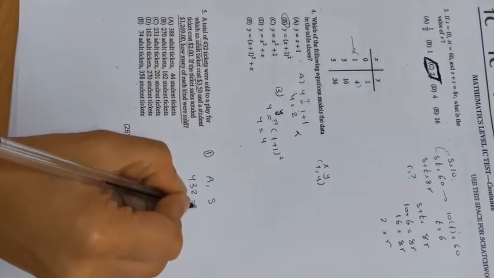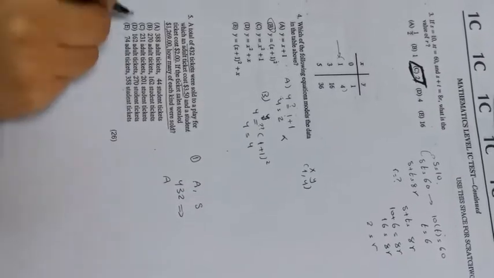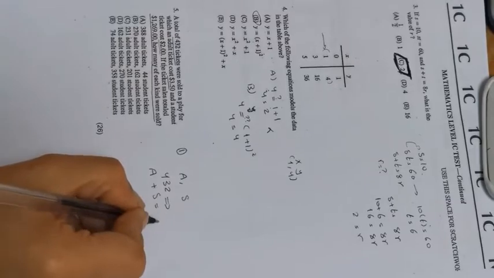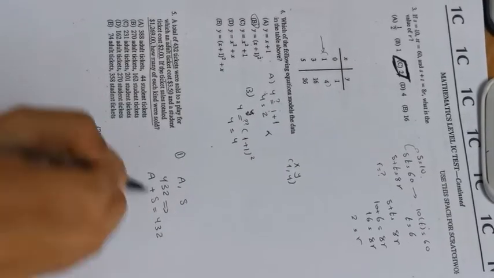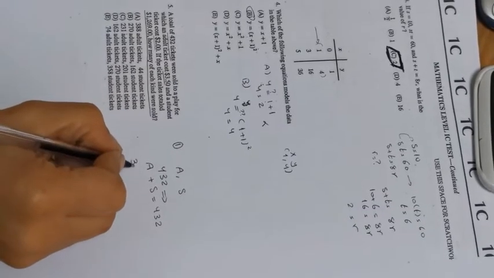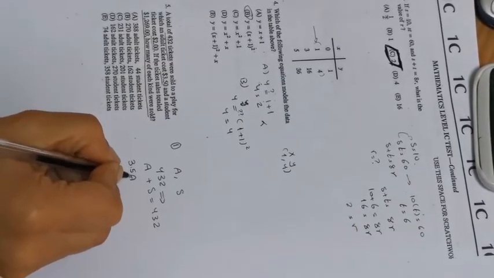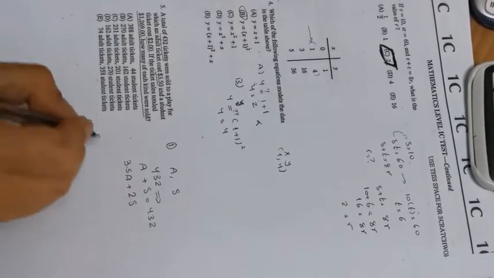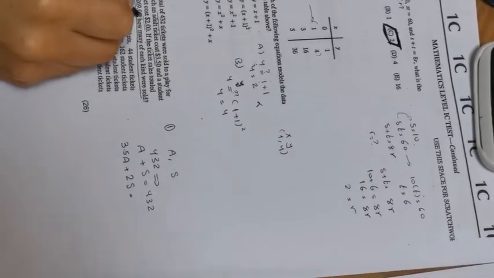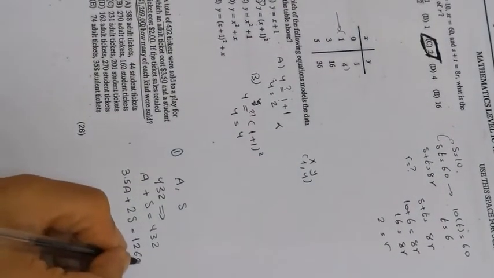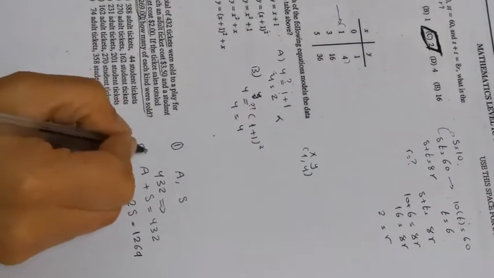432. So, we can say now, the number of tickets for the adults plus the number of tickets for the students equals 432 tickets. The cost for each adult is 3.5. So 3.5 multiplied by the number of adults plus 2 multiplied by the number of students. The total amount of money equals 1,269.